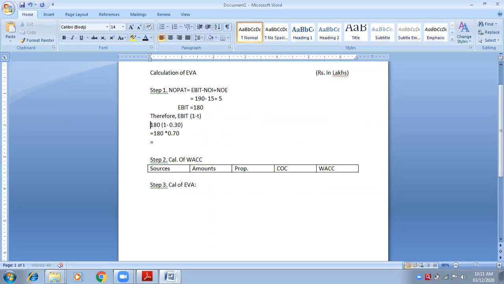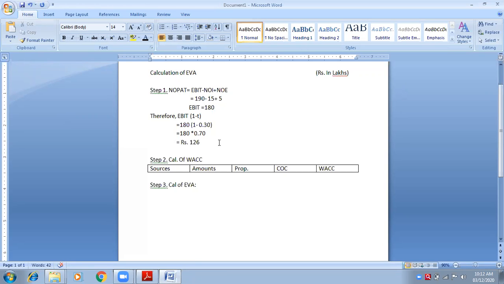So my answer will be 126 rupees. Is it clear? How did we calculate? Is it clear, everybody?